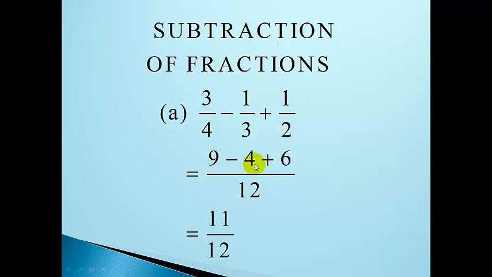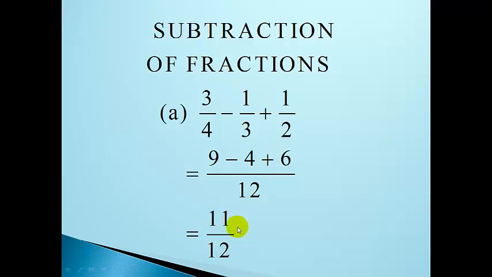Now 9 minus 4 equals 5, and 5 plus 6 equals 11. So we have 11 divided by 12. This means that 3 over 4 minus 1 over 3 plus 1 over 2 is equal to 11 over 12. So that is how subtraction of fractions also goes.